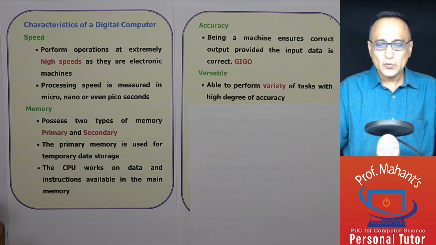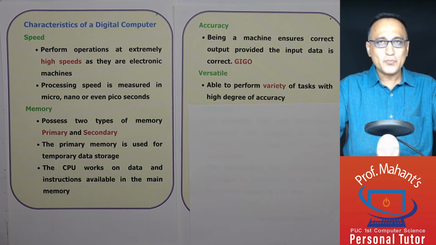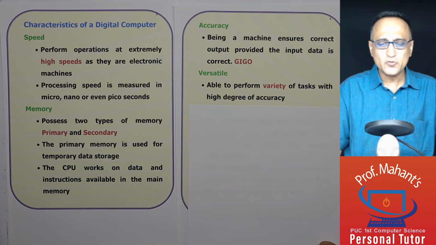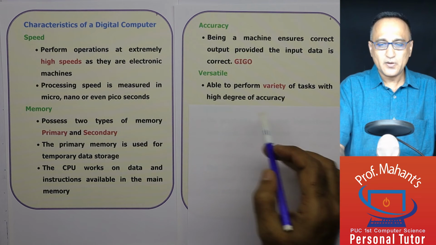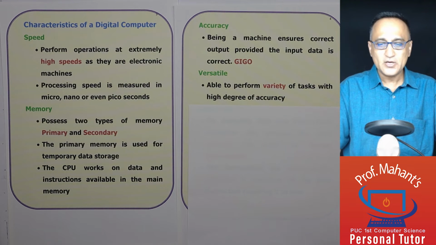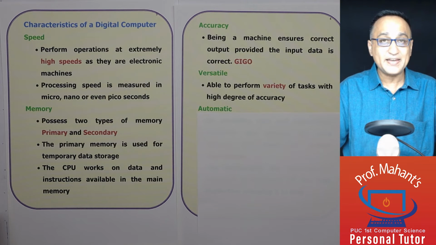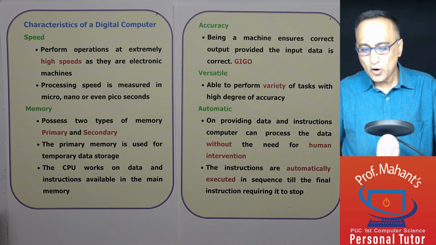What is this word versatility? Using your computer, you can watch online lectures, play video games, watch movies, book online tickets, do railway reservation, book your online driving license appointment, and you can do innumerable tasks using the same computer while being highly accurate. So a computer is able to do a variety of tasks based on the application you require with a high degree of accuracy. Automatic.